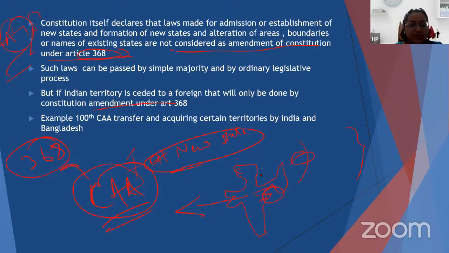But when it comes to within the country, for example, this is Maharashtra, this is Rajasthan, this is Gujarat, and this is MP. If they are trying to increase the area of Gujarat and diminish the area of Rajasthan, at that point of time it will not be considered as an amendment under which article? Under Article 368. But when it comes to a territory which is ceded to a foreign country, or a foreign country is ceding to India and India is accepting that, then at that point of time it will be considered as an amendment under Article 368.